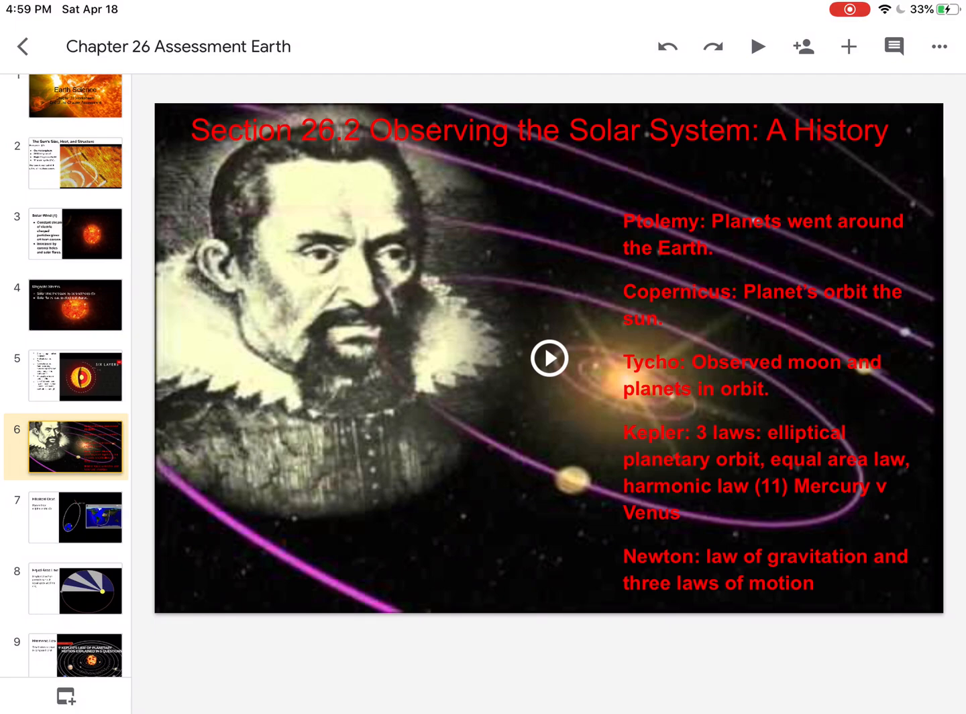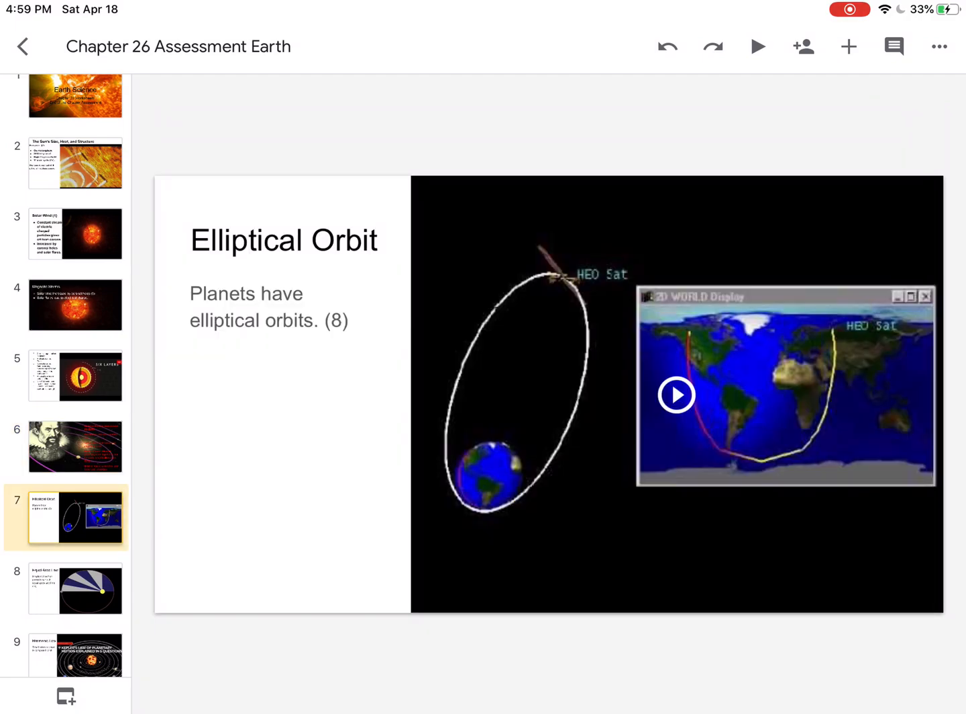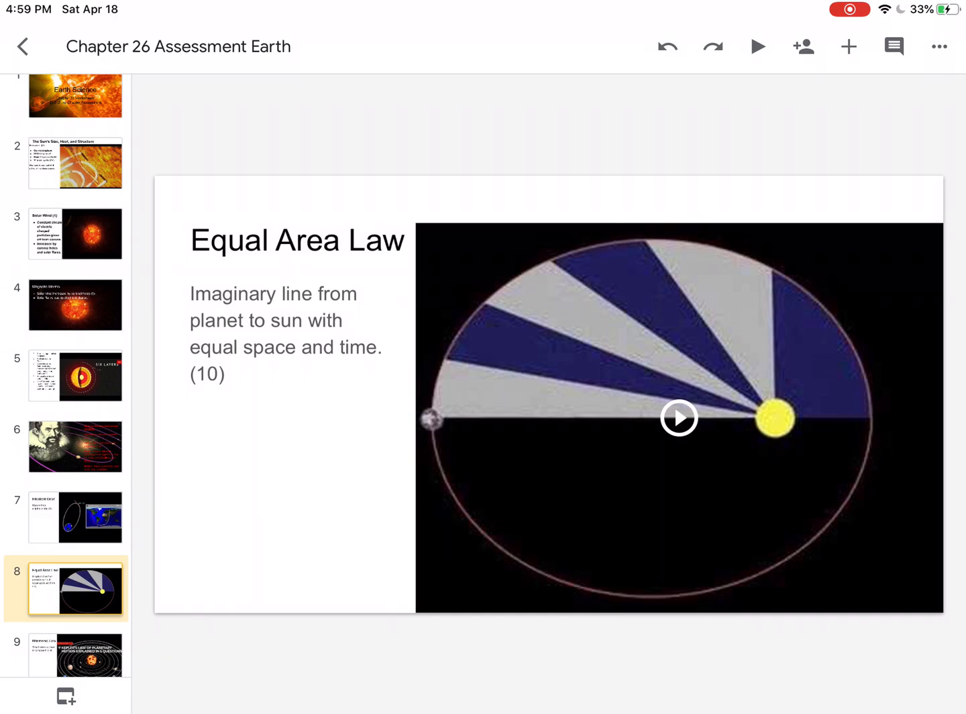Okay, let's go to the next slide here. Back on your worksheet, elliptical orbit. Planets have elliptical orbits. Equal area law: an imaginary line from planet to sun sweeps equal space in equal time.